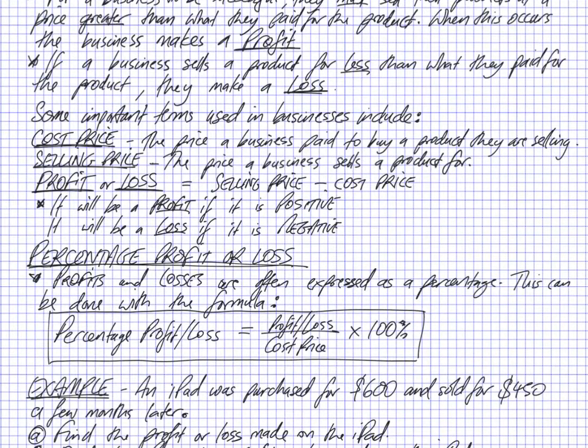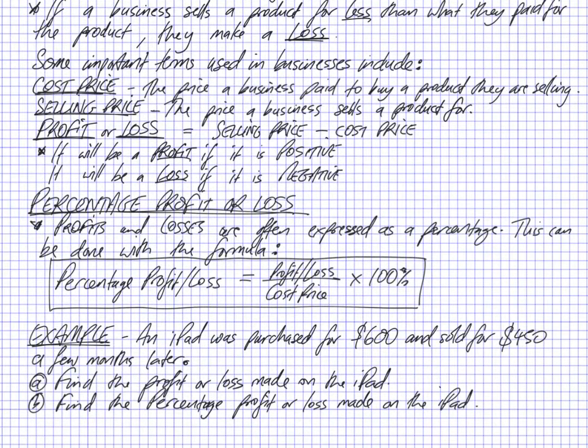Some important terms used in businesses include the idea of the cost price, which is the price you paid to buy the product that you're trying to sell in your shop. The selling price is the price that you're selling the product for to try to make a profit. And you can work out what the profit or the loss on something is by getting the selling price and subtracting the cost price from it.